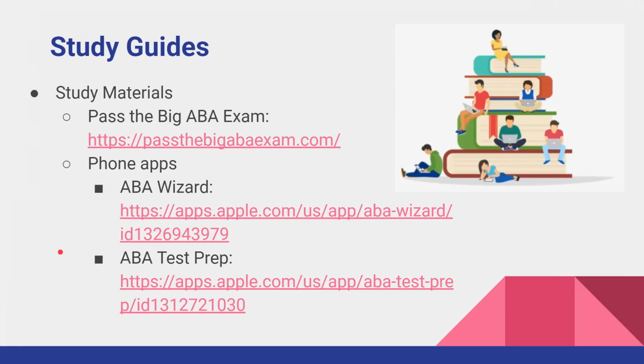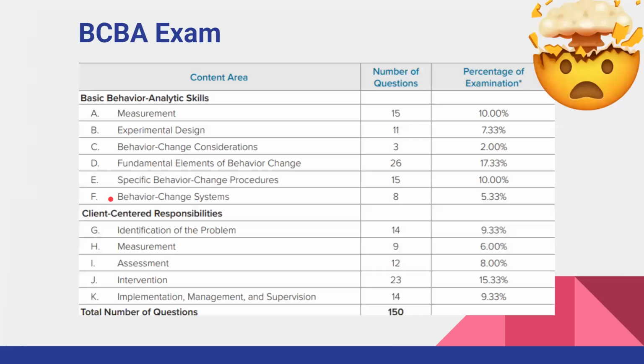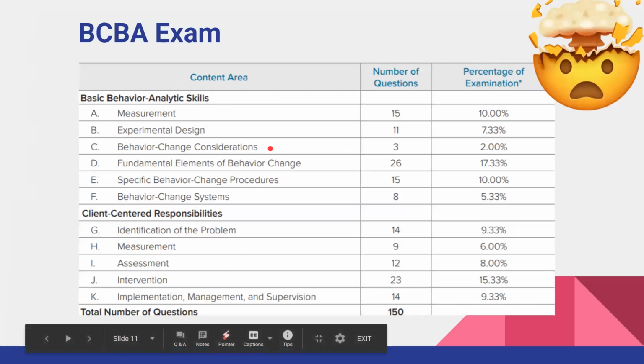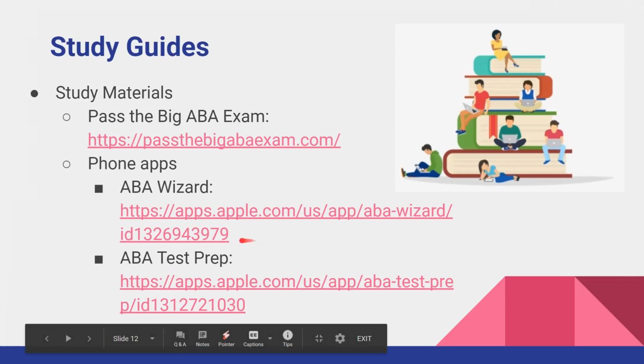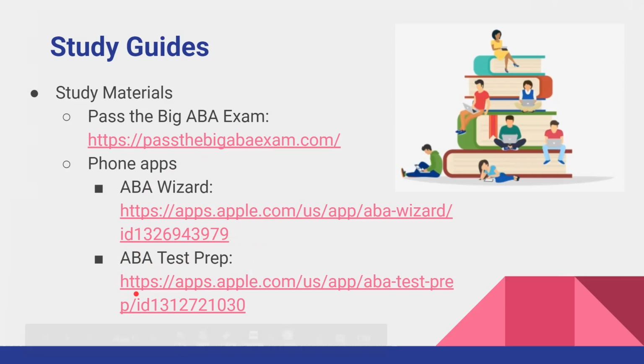And also there are a lot of phone apps out there that have a lot of ABA practice questions. One of them, my favorite, is ABA Wizard, in which it'll give you questions about all of these content areas and just give you lots of questions to practice with. And that's the same thing for ABA Test Prep as well. They're just both really great apps that will give you a lot of practice questions. And I think learning with practice questions is probably the best way to pass this exam, to be honest.